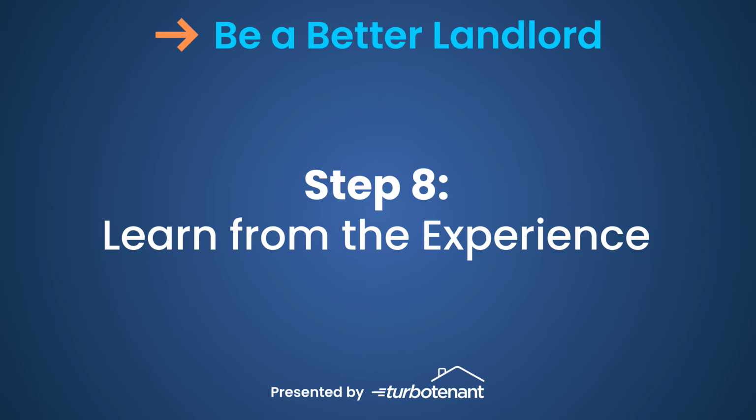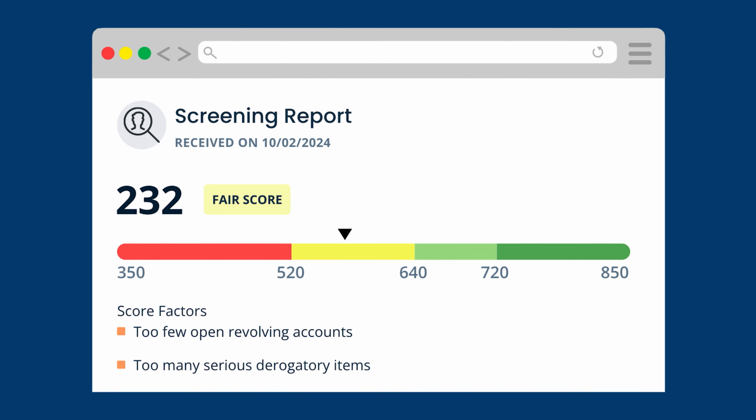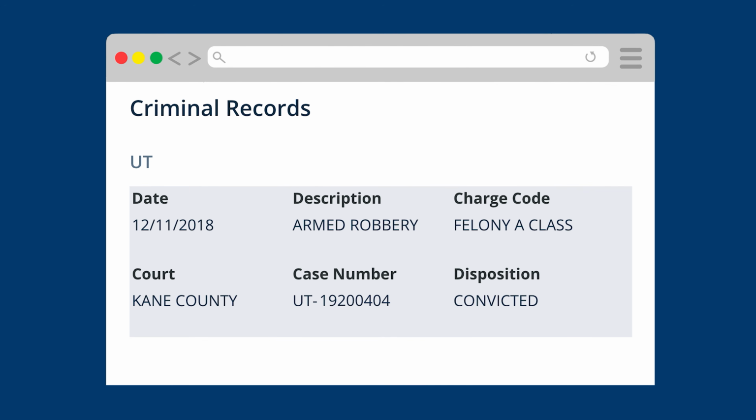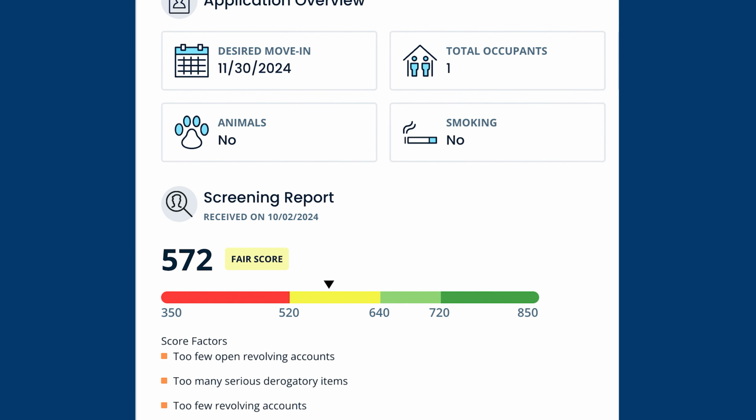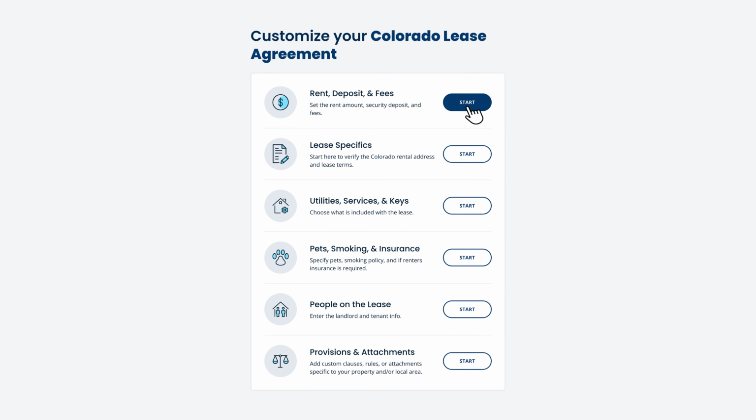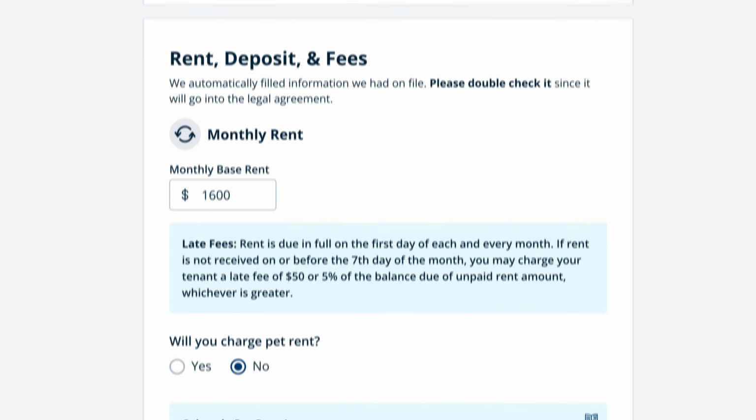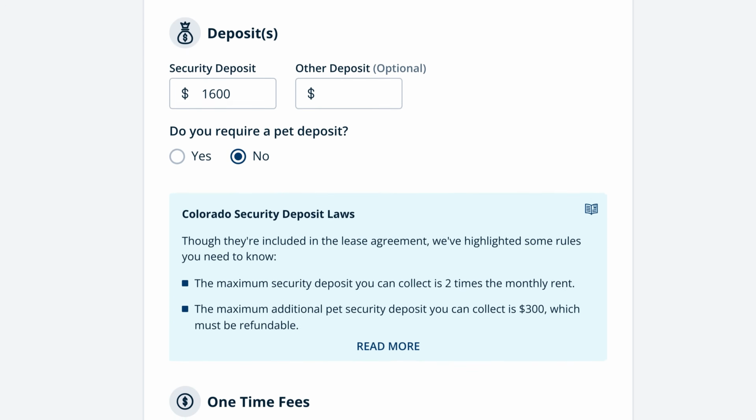Step 8, learn from it and prevent it next time. Don't do this twice. Evictions are a headache, but they're also learning opportunities. Next time, screen smarter with TurboTenant. You can run credit, criminal, eviction histories to identify potential red flags before the tenant moves in. Also use one of our rock-solid leases to set clear rules and enforce them early. Be consistent.